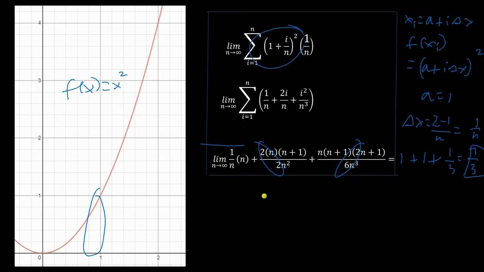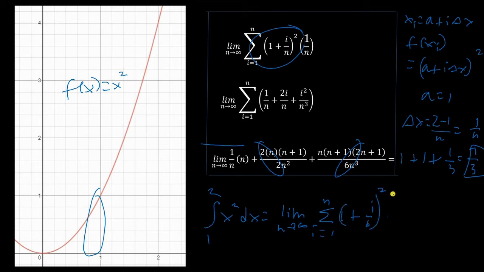Since the integral is the area under the curve, we can also say that the integral from 1 to 2 of x squared dx is equal to the limit that we made, the limit of the sum. Because remember, this limit is basically the formula that we use to calculate the definite integral. And both of these are equal to 7/3.